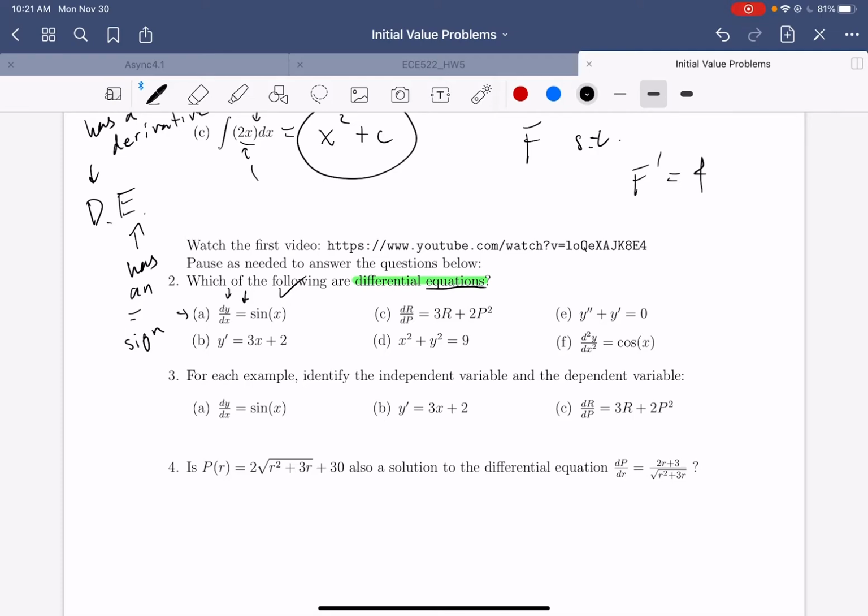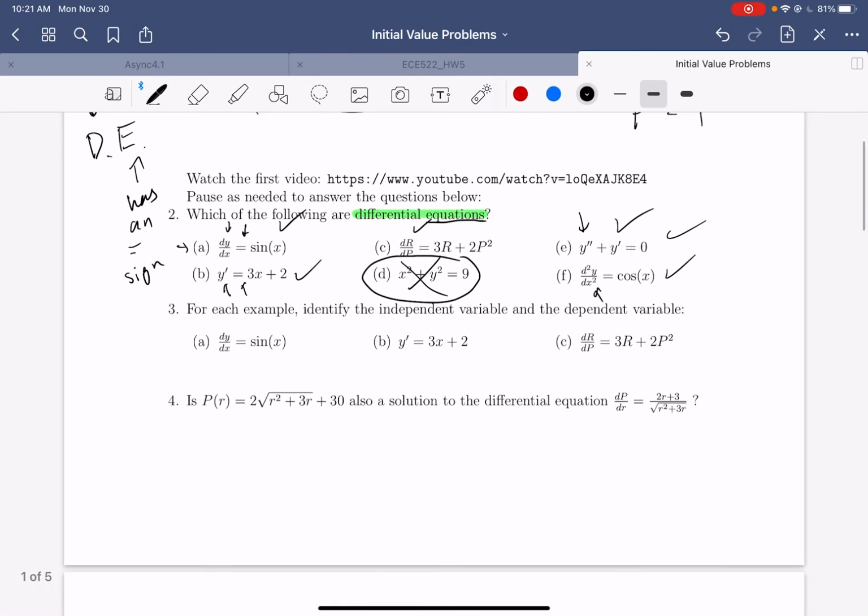And this might be a very silly sounding definition, and that's totally fine. But for now, let's just classify them. Here's a derivative, here's an equal sign, differential equation. Whereas this one, no derivative is taking place, not a differential equation. Here we have derivative, equal sign, derivative, equal sign. It's okay to have second derivatives. You can have more than one, as long as you have a derivative. Here's another second derivative. So these are all differential equations. The only one that's not is D.